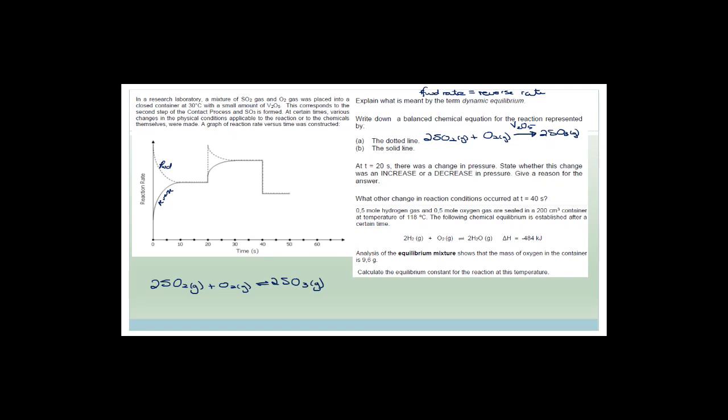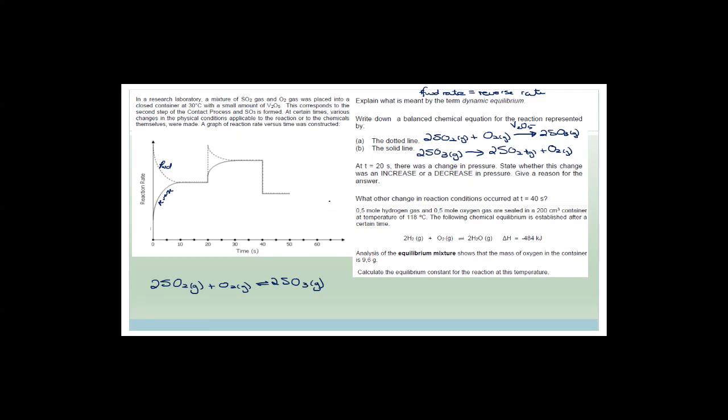Okay, now the solid line is going to be the reverse reaction. How do we know that? Because we're going to start with zero. So that means that that has to be 2SO3 gas breaks down to form 2SO2 gas plus O2 gas.